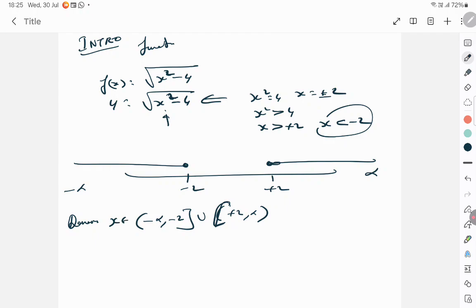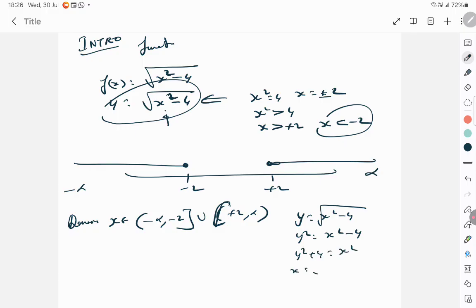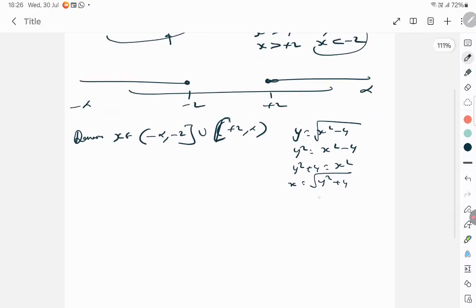Suppose they ask you for range. Take this question, y is equal to root of x square minus 4, and you can square both sides. So then you find what is x from this. Y square plus 4 is equal to x square. X is equal to root of y square plus 4. So then again this is y square. Anyway it's going to take only positive values. Even if y is negative, it's going to become positive. The root will never be negative in this.